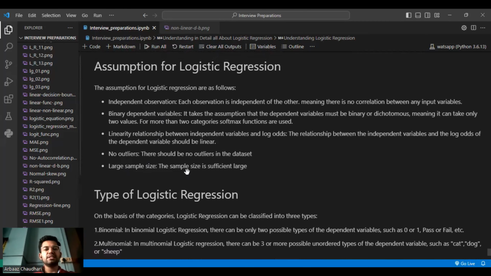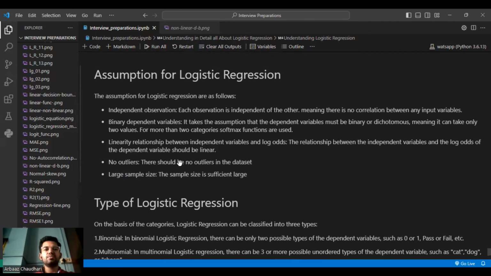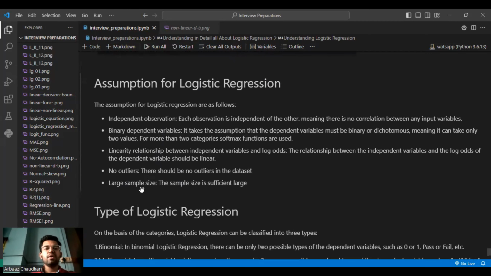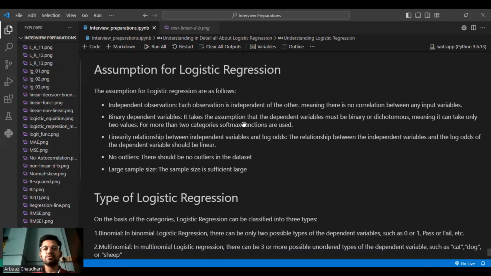The sample size is sufficiently large. And this box should also be ticked, like the data set should be large. If your data set is small, then you can't go with the logistic regression. Okay. So these are all the assumptions.